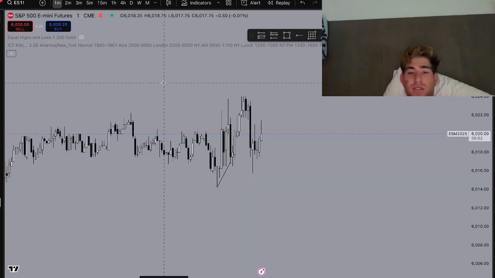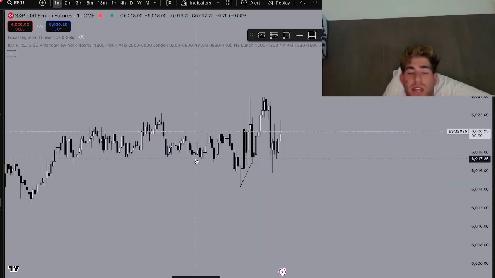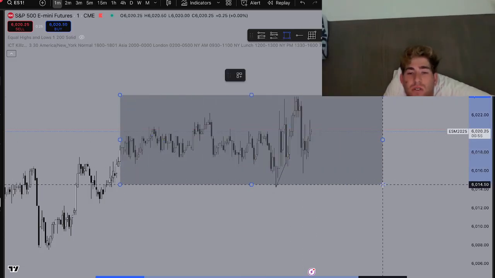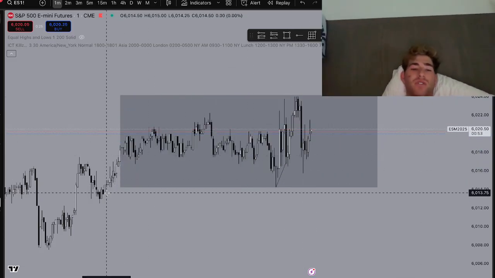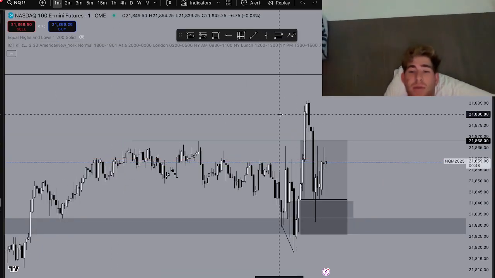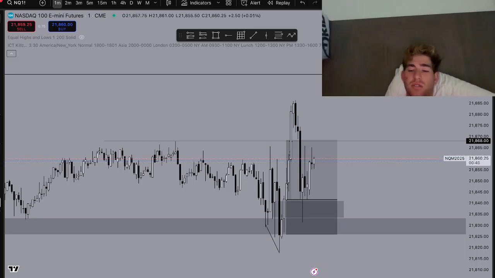The thing is that ES hasn't moved all day. Like, this is terrible price. Look at this range. If you could draw a box around price, you know it's moving badly. And I'm also sick, bro. This is like double bad.